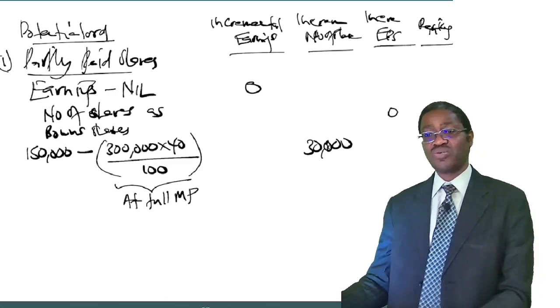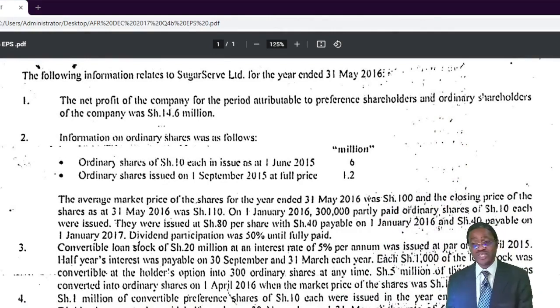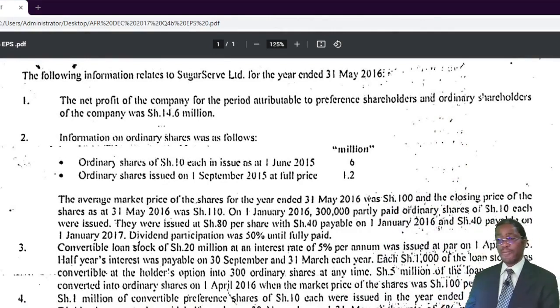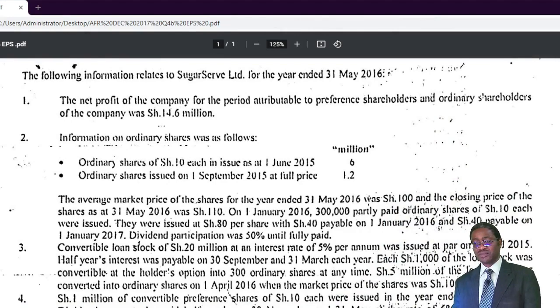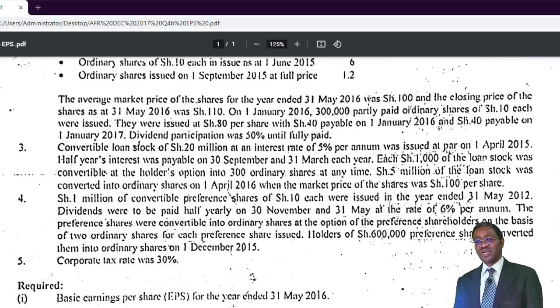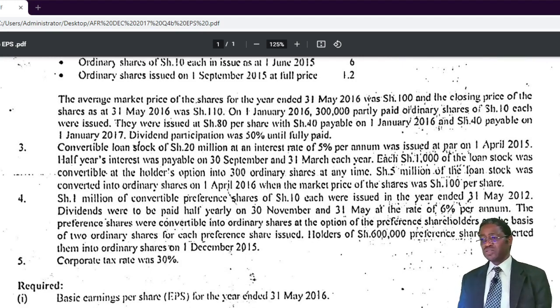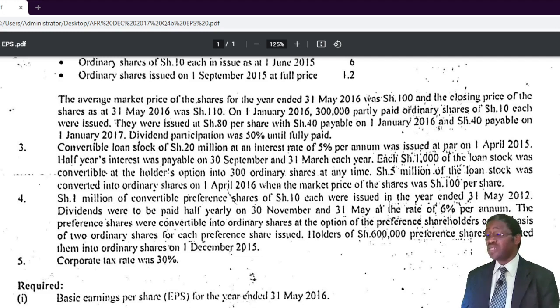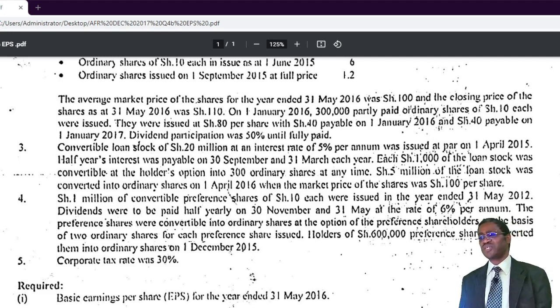Now we can go to the next potential. Let's check the next potential. That is not number 2. Number 3. Yes, number 3 has another one. It says convertible loan stock of 20 million at an interest rate of 5% was issued at par on 1st April 2015. 1st April 2015 is the beginning of the year because our year is ending on 31st of May 2016. So if they were issued on 1st April 2015, that was the beginning of the year. Half of the year's interest is payable on 30th September and 31st of March.